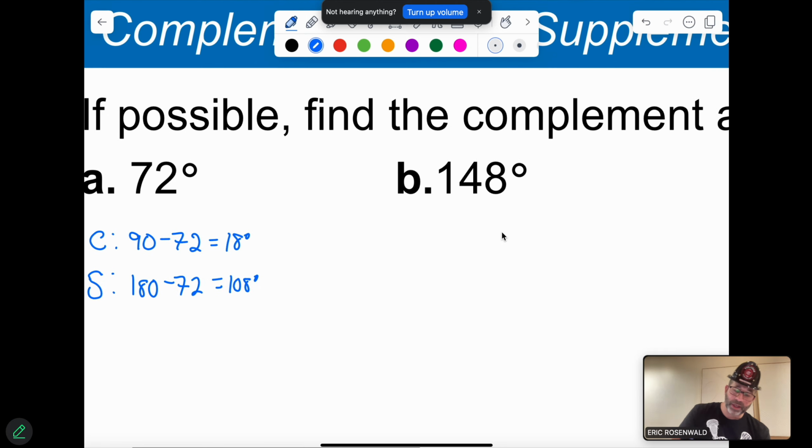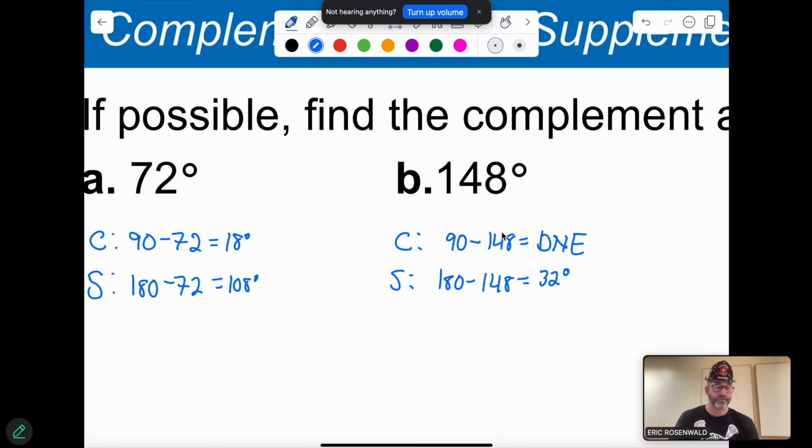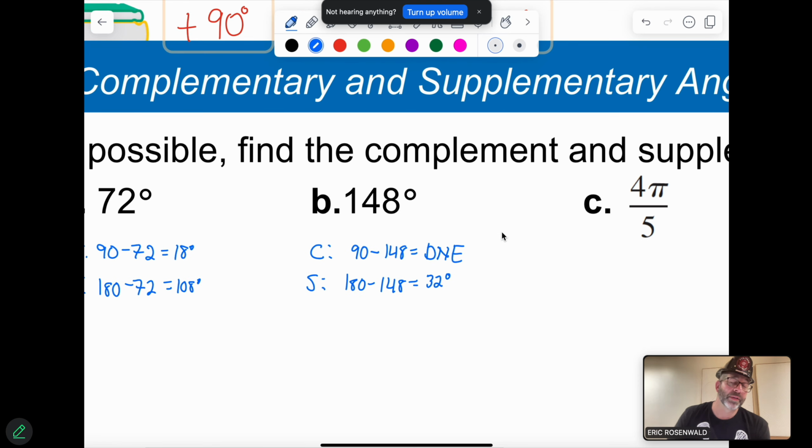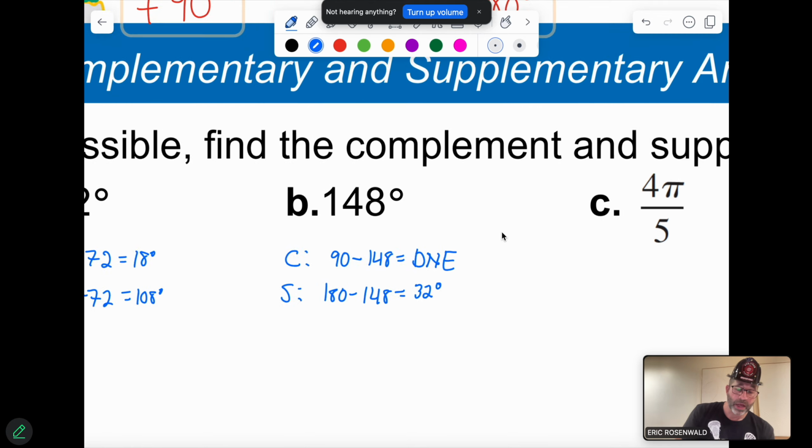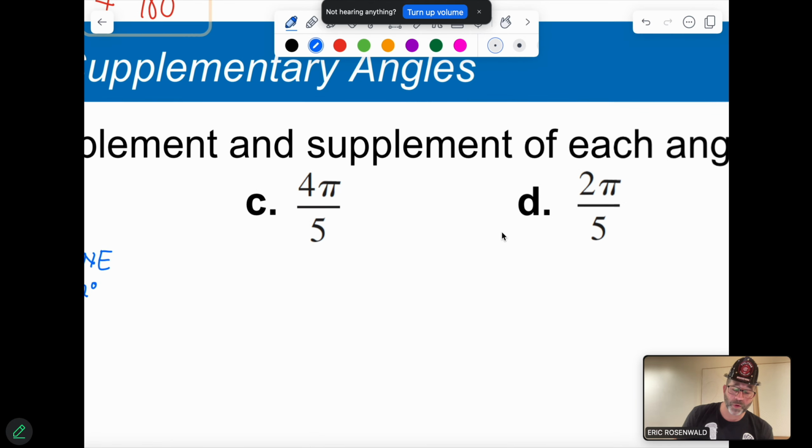Okay. For letter B, the complement is going to be 90 minus 148, which does not exist, not possible, whatever you want to call it. And supplementary is going to be 180 minus 148, which leaves us with 32 degrees. Okay. Believe it or not, we're going to be using this a lot when we actually start deriving the unit circle and we start talking about what's called reference angles, but we'll get to that in the next sections, okay? For right now, let's keep focusing on this, okay?